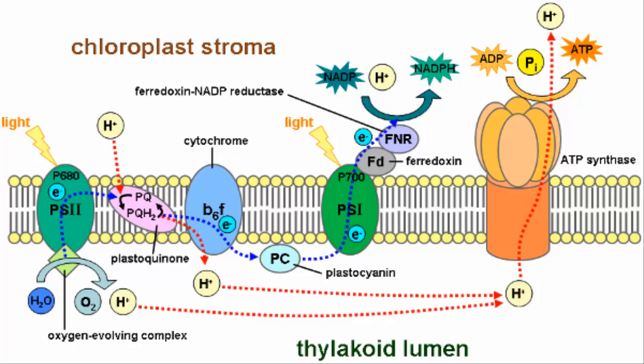Now, the next thing that happens is the electron transport chain. An H plus is transferred from the stroma, which is outside the thylakoid, to the inner thylakoid, or the thylakoid lumen, using an electron that was released from the H2O.